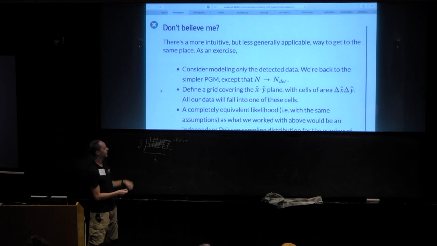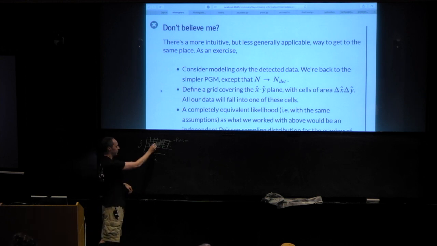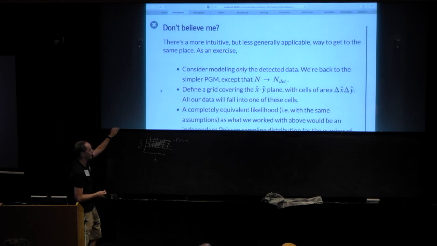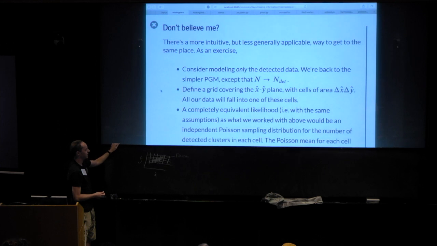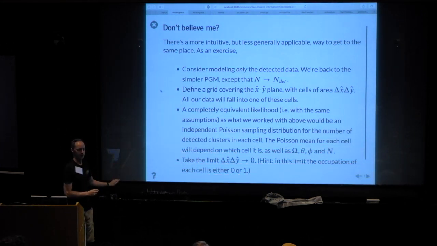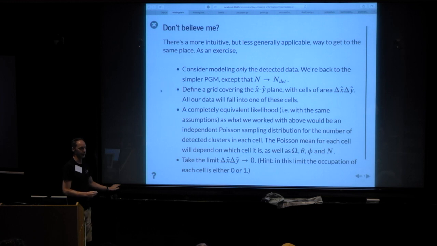Okay, so do that, and now take the limit where these things become infinitesimally small. In that limit, we have either 0 or 1 actual detections in each cell. That produces a simplification. If you work that through, I promise, you will get to the same simplified expression for the likelihood, except for a factor of n det factorial, which is a constant, and so we don't care.